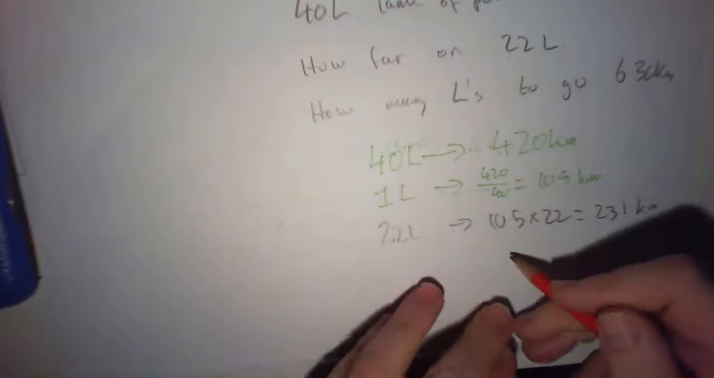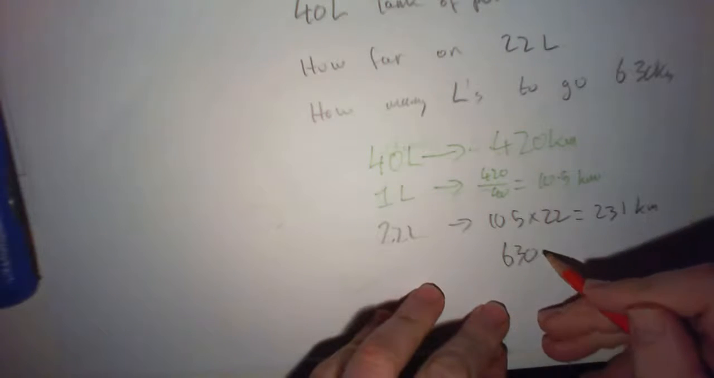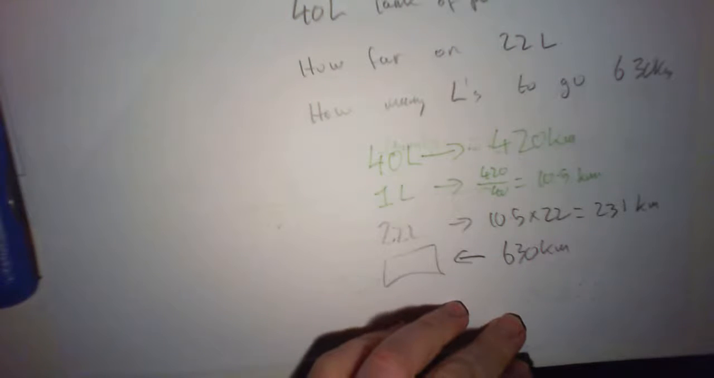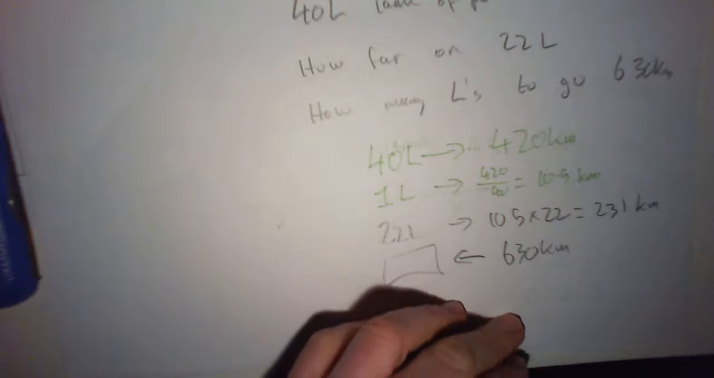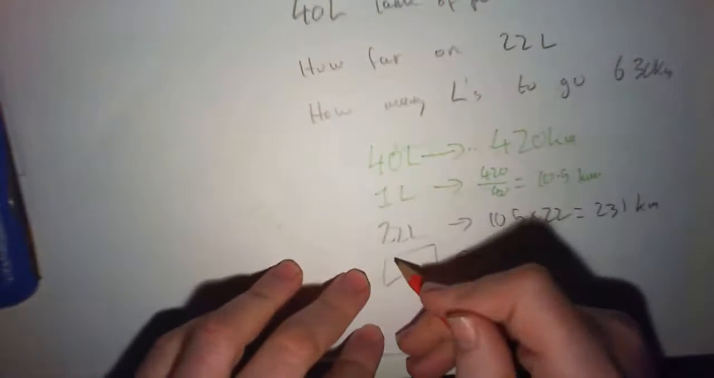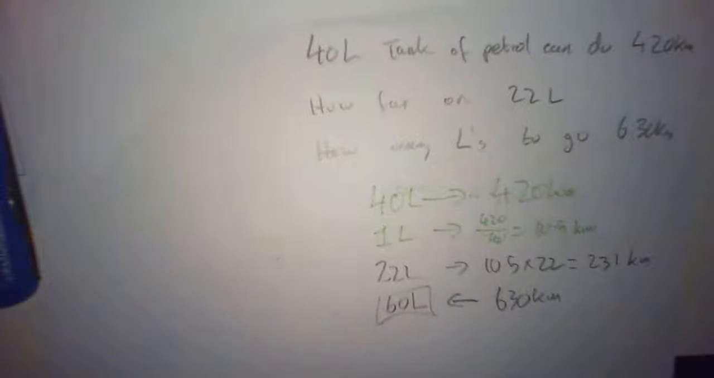Now let's reverse the process. If I want to go 630 kilometers, how many liters? Well, I know 10.5 kilometers will generate 1 liter. So if I divide this by 10.5, I should get the answer I'm looking for. Okay, so it's actually 60 liters. So hope that helps you figure it out.